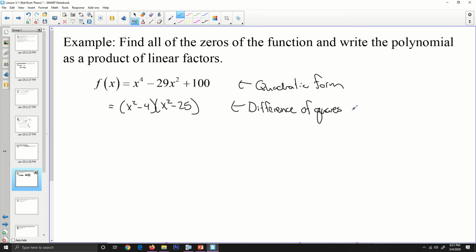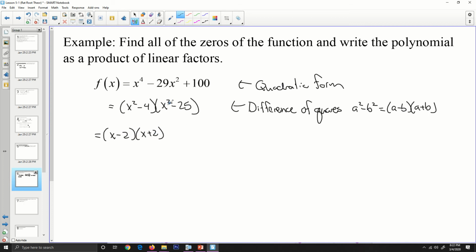All right, so a difference of squares is a squared minus b squared, and we know that that factors to a minus b times a plus b. So for this one here, my a squared is x squared, and my b squared is 4. So a would just be x, and then b would just be 2. So I have x minus 2 times x plus 2.